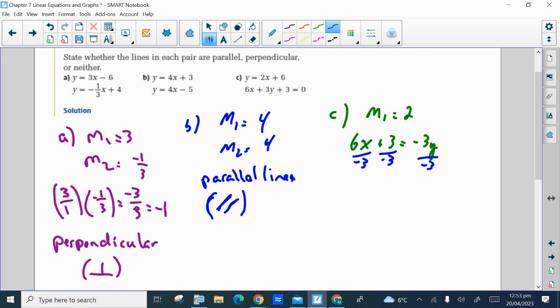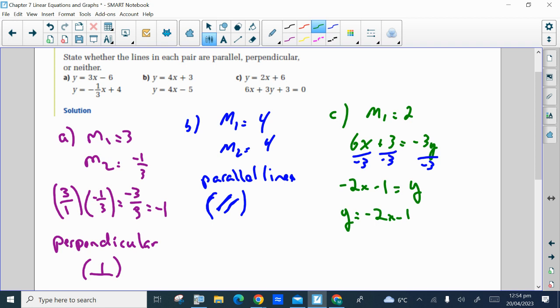In the past, normally we kept the y positive, moved the other two terms over, but it doesn't matter. This will work if you do everything correctly. So on the left, 6 divided by negative 3 is negative 2x, plus 3 divided by negative 3 is actually minus 1. And on the right, negative 3 divided by negative 3, they cancel, you get positive y. So that's the same thing as saying y equals negative 2x minus 1.